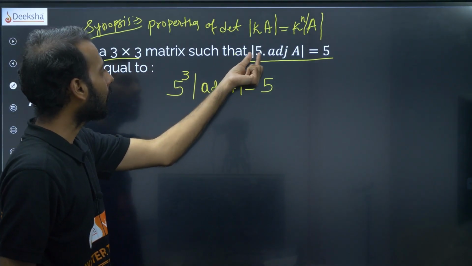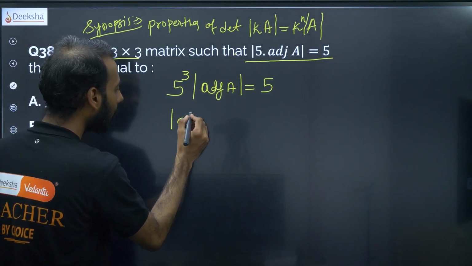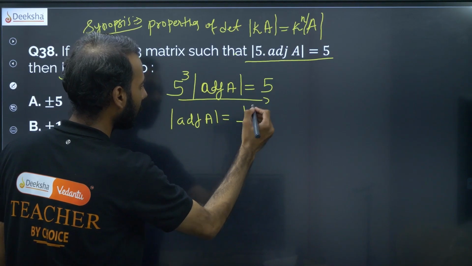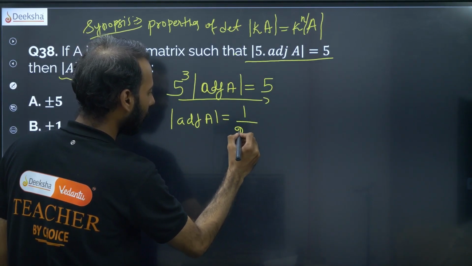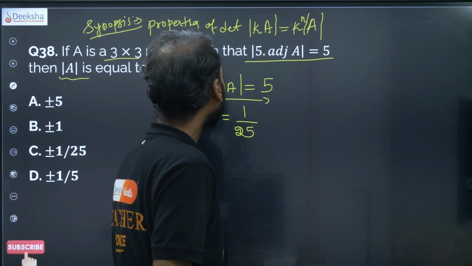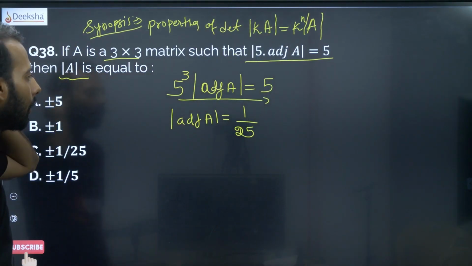So when I am taking this out, I have to take out the order n and then this. That means the determinant of adjoint of A is 1 by 25. Next, determinant of adjoint of A is 1 by 25.